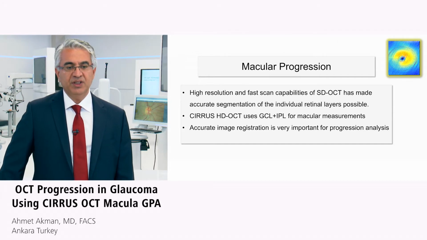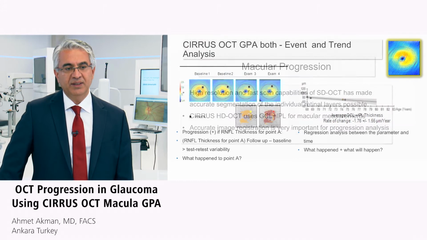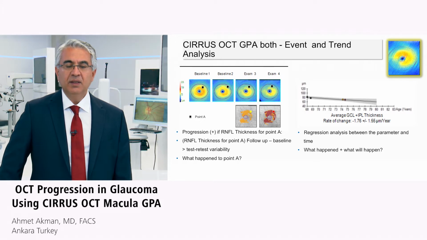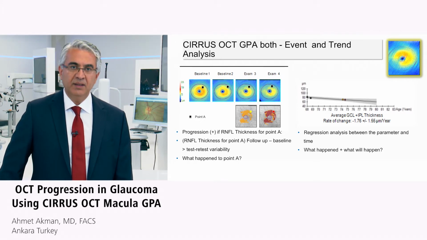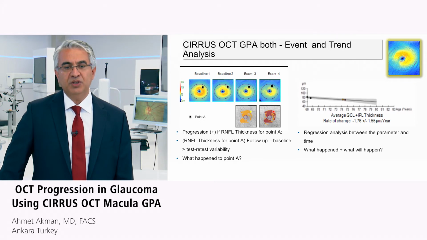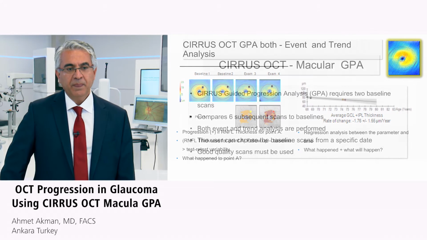Accurate image registration is very important for progression analysis. CIRRUS OCT GPA uses both event and trend analysis. For the event analysis, the question is what happened to the point A in the past, and the trend analysis, in addition to the past, tries to reach conclusions about what will happen to the patient in the future.